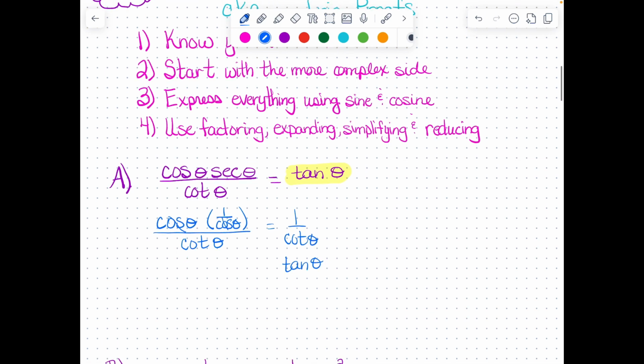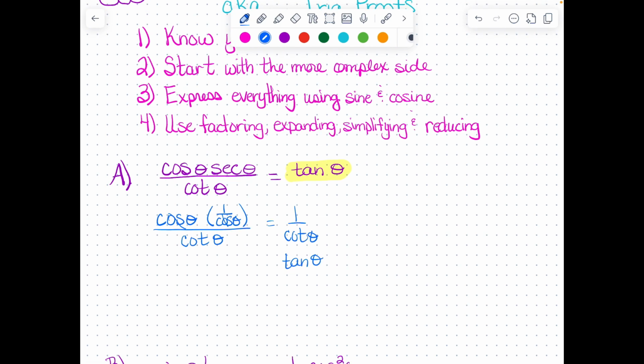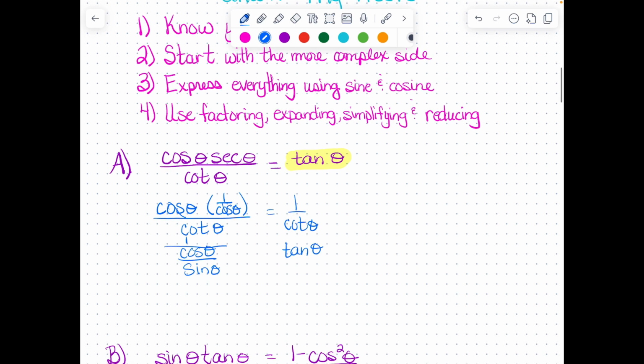Now, if I didn't see that first off and I rewrote this cotangent as cosine of theta over sine of theta, and I had the 1 on top, this is the same thing as saying 1 times sine of theta over cosine of theta. I multiply straight across, I still get just sine of theta over cosine of theta, which I know is also tangent of theta.